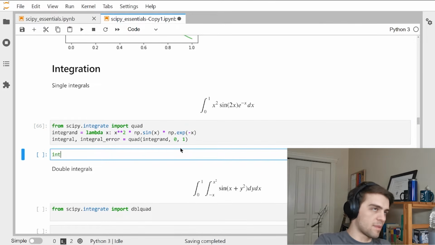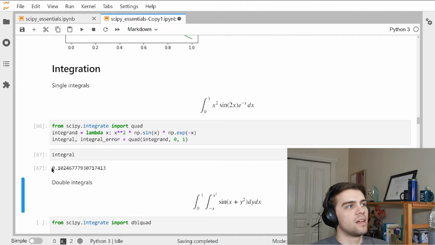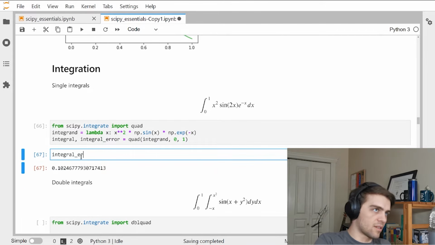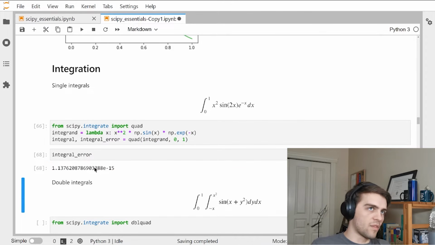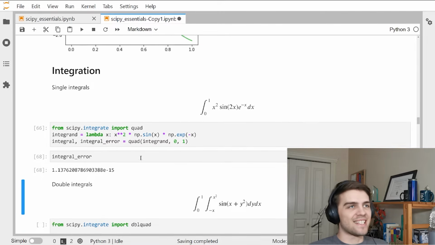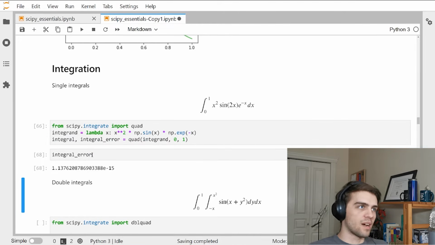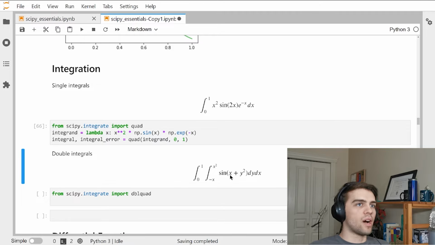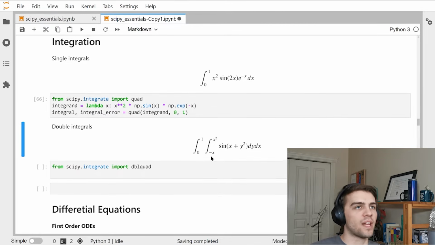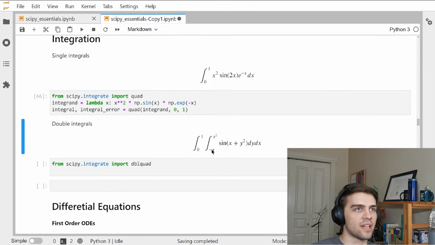And so then it gives me an estimate for my integral here, 0.102, and the error on this is very, very small. So it succeeded in taking the integral of this function here. Pretty simple. Now, of course, you can also do double integrals here. And you'll note that my integral over y here actually depends on x. And once again, SciPy has no issue with doing this sort of thing.